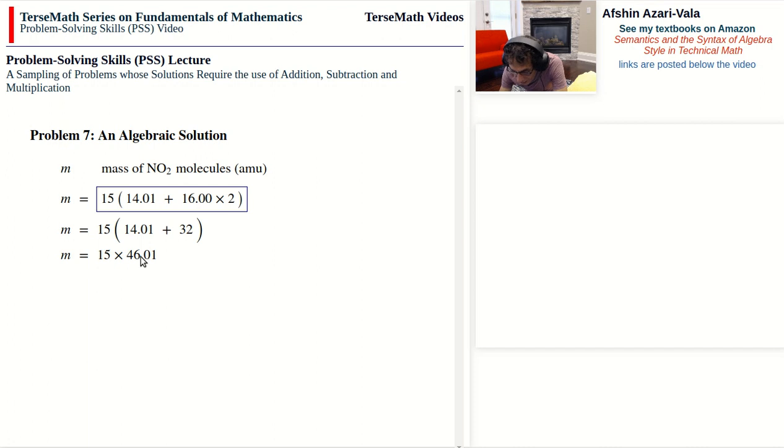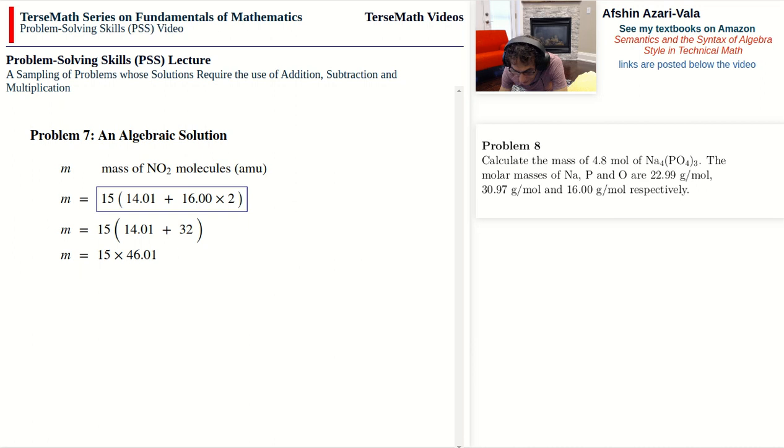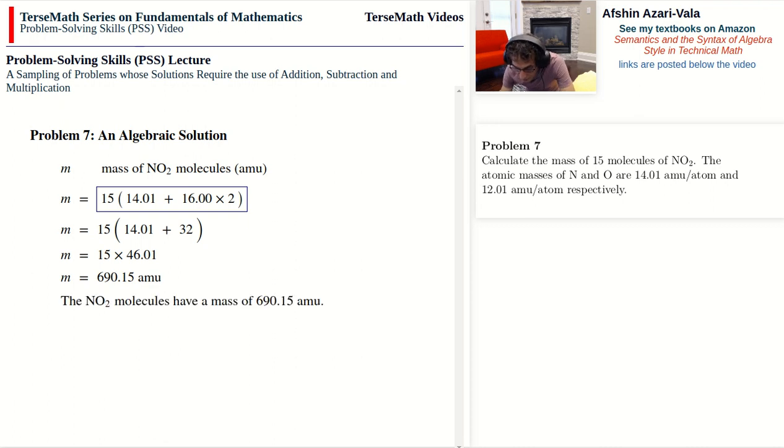So you can see that 46.01 then is the mass of 1 molecule of NO2. That was the N, and this is the O2. And 46.01 becomes the mass of 1 molecule of NO2. Now we multiply this by 15, and we end up with 690.15 AM. And the closing statement follows. The NO2 molecules have a mass of 690.15 AM.